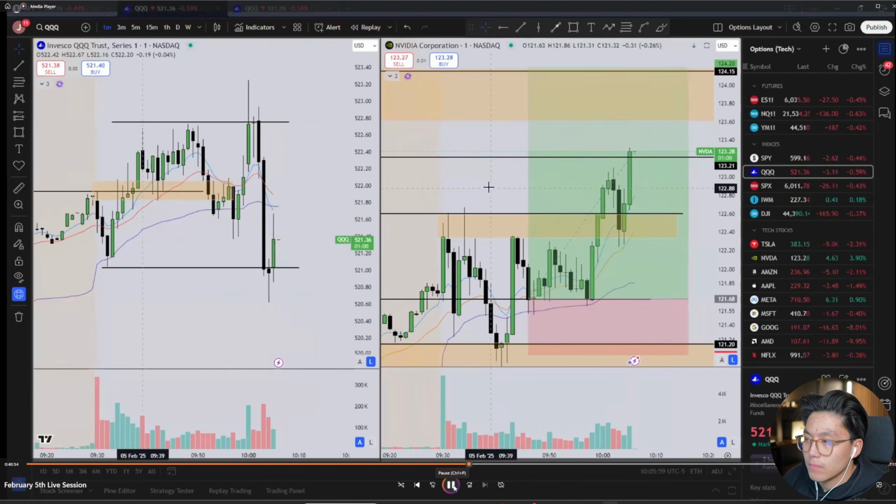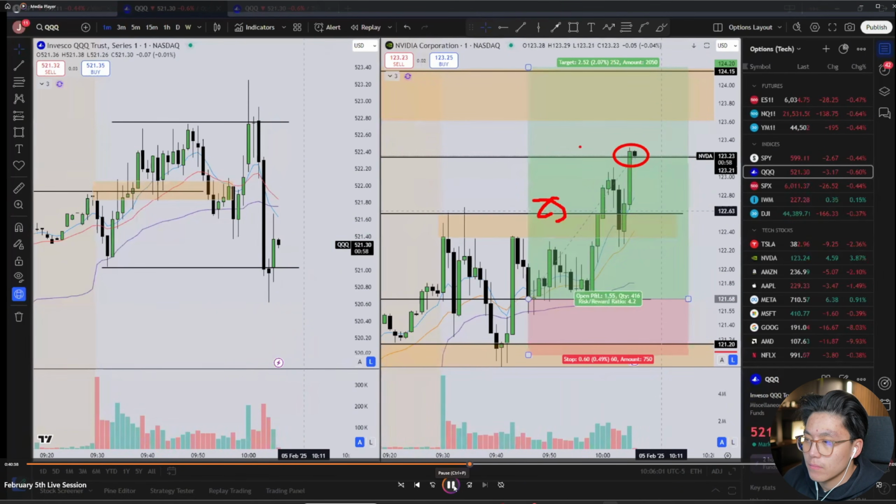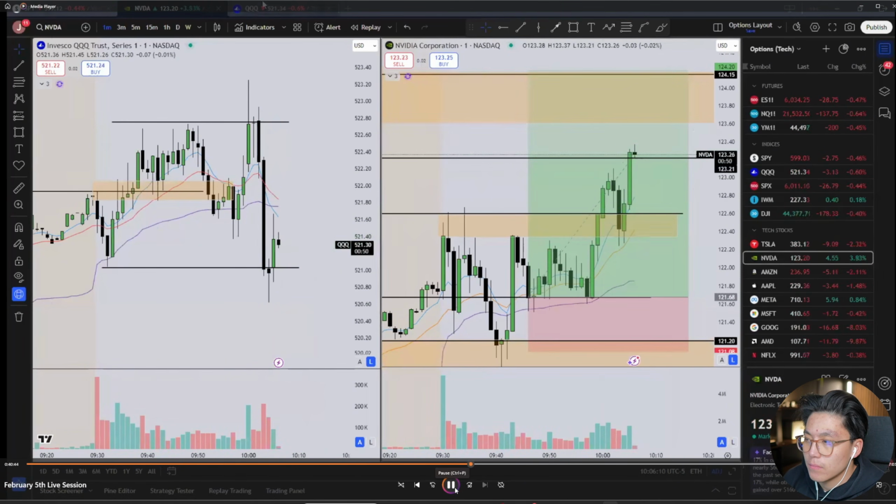Now you can see a nice bounce back inside the range here, and then NVIDIA relative strength. Right, you can take some more off if you like. Right, 25, maybe like 50, and then 25 towards that 124. But good chance, right? Higher time frame, fairly bullish.